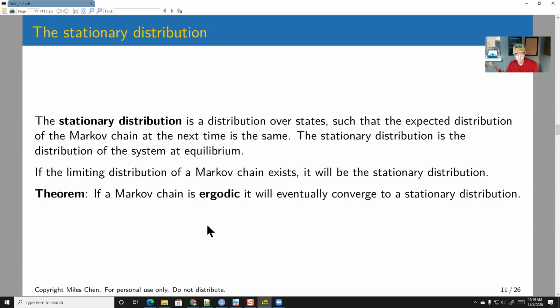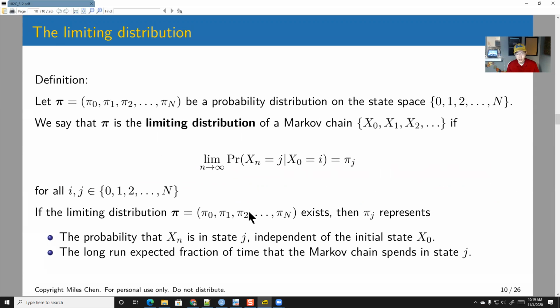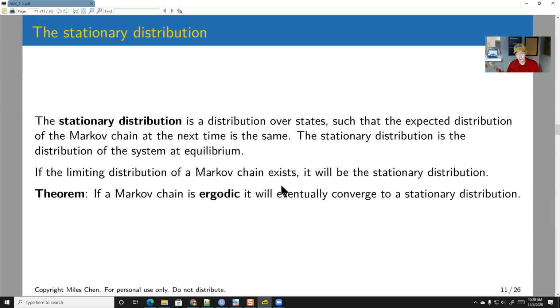There's a theorem that says if a Markov chain is ergodic, it will eventually converge to a stationary distribution. If the Markov chain has this property of being ergodic, and we'll talk about what that means, then in the long run, you could start the Markov chain at any one of these states, and it will eventually reach its limiting distribution, and the limiting distribution is going to be the stationary distribution.